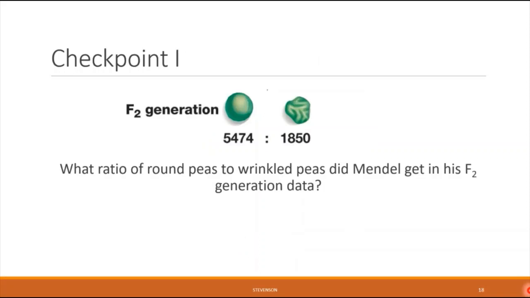Now, if we look at these numbers here, what is the ratio of round peas to wrinkled peas in the F2 generation data? You can get this ratio by dividing the first number by the second number, and give me this value out to 2 decimal points. How many round peas to every wrinkled pea were found in this generation?